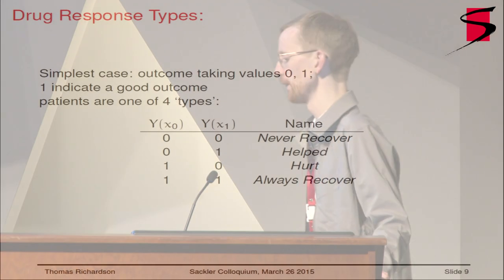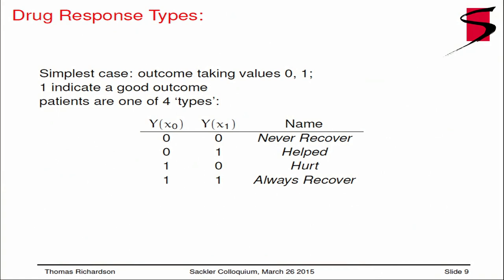Okay, so once we've got this set up, once we regard these variables as being well-defined, we can then think of patients as being of one of four types: never recover, patients who have a bad outcome regardless of whether they get treatment or not; those who are helped are those that will have a bad outcome if they get placebo, and a good outcome if they get treatment, and so on.